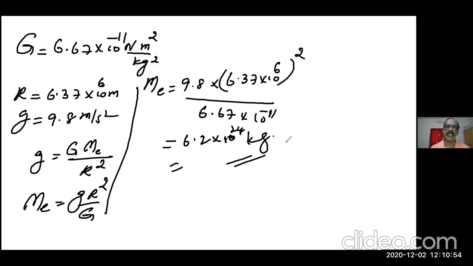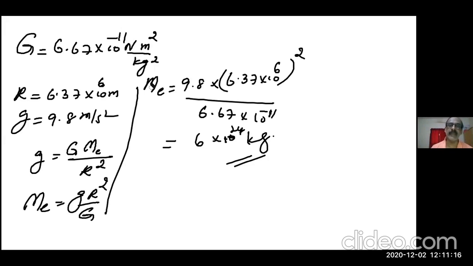Now, did you understand this? Yes, sir. You can write approximately. If you know by heart, you can write 6 into 10 to the power 24. You will get the mark. 6 into 10 to the power 24 kilogram. Okay? Any doubt? No, sir. Next one, G.